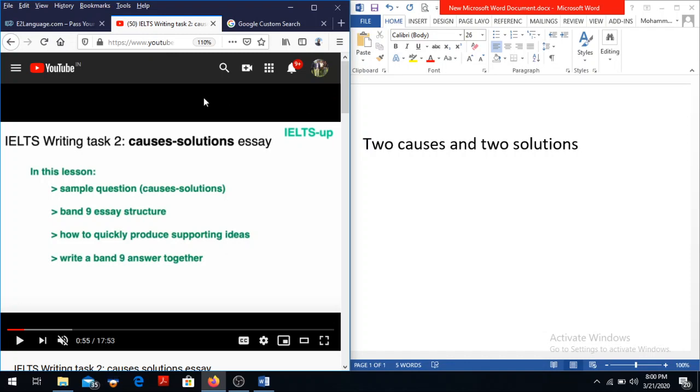So basically, before starting our essay, in this lesson what we're going to learn is, at first we're going to see the sample question, that is a causes and solution type question. Then we'll have a band 9 essay structure, and then we'll give an idea of how we can generate the points or the ideas by which we will be able to write our body paragraph 1 and 2, and then we'll write the band 9 answer together. So let's begin.